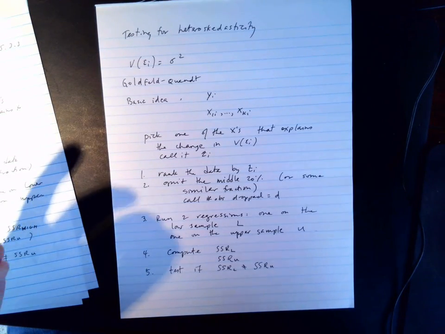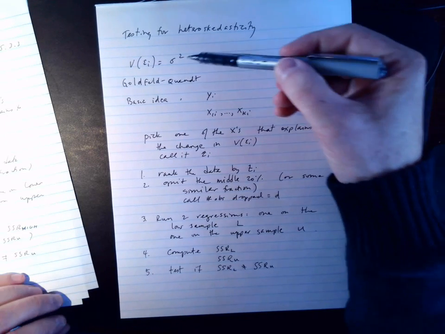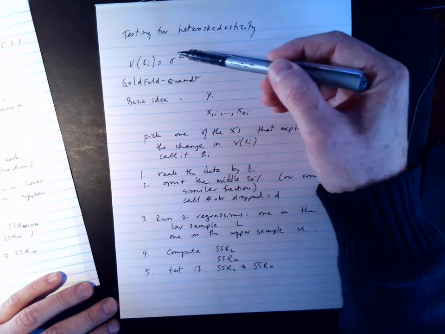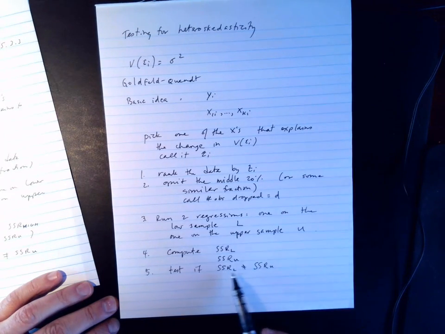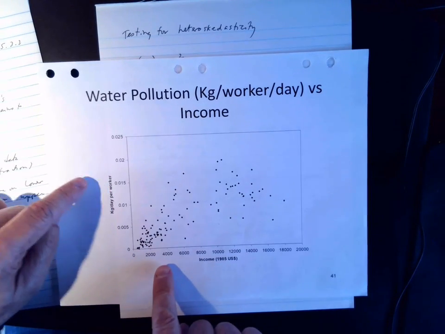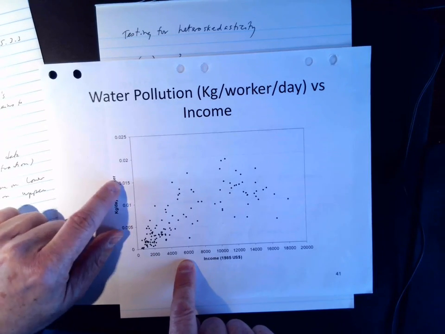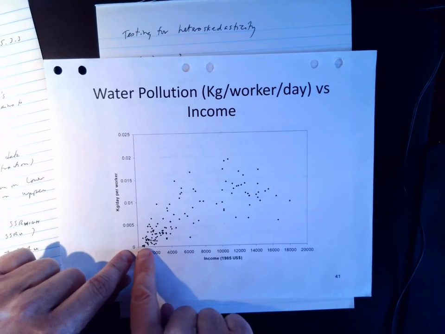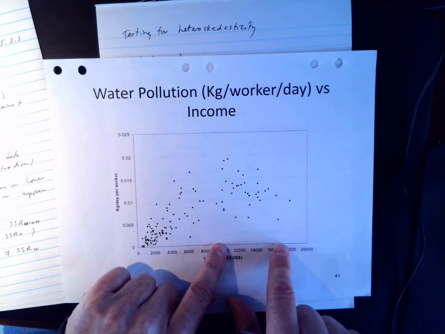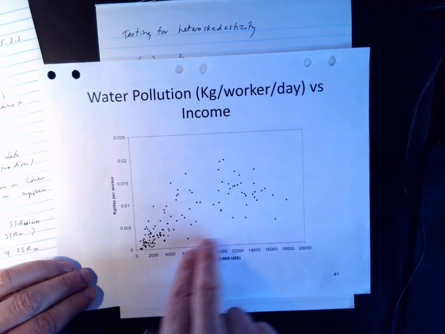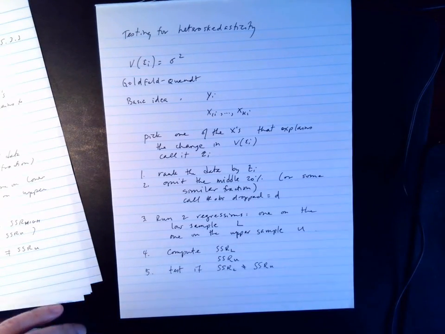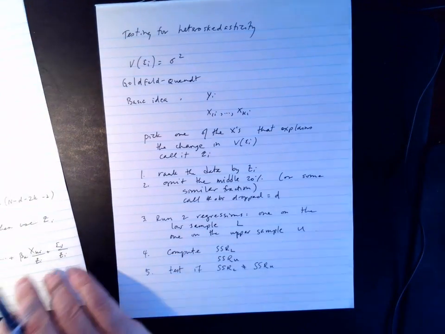Remember the way we're thinking about these is, what if that's true? What if we have homoscedastic errors, so the variance doesn't change? If that's true, then these sums of squared residuals will be the same. So we take our regression, let's say we're regressing water pollution on income. The sum of the squared residuals from the lower part of the sample will be the same as the sum of the squared residuals from the upper part of the sample. Now you can look at this and think, that's not likely to be true. That's the point of the test. Does that sum of the squared residuals change?